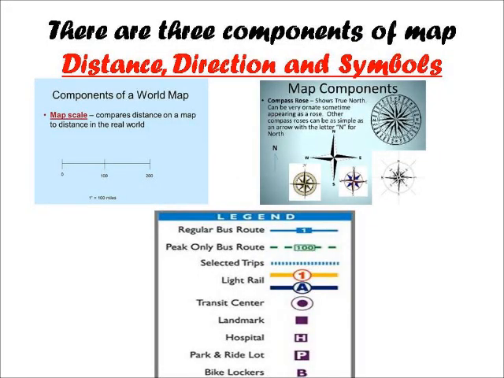There are three components of a map: distance, direction and symbol. Scale is used to know the distance. Compass rose is used to know the direction. Symbol is a graphic representation of a landmark.